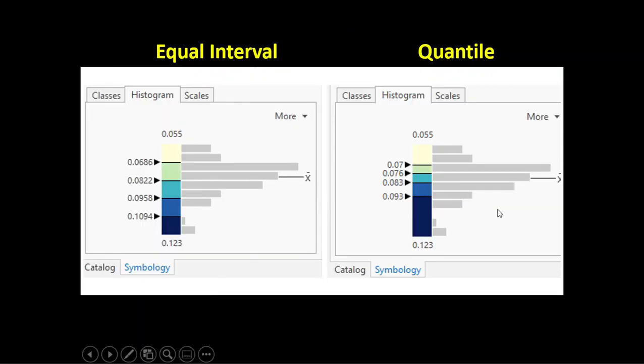I can use this to compare and really see how the equal interval has evenly spaced but unevenly filled groupings, whereas the quantile is unevenly spaced but equally filled. Each of these colors has the same number of observations. So hopefully that helps to flesh out the differences between these two classifications.